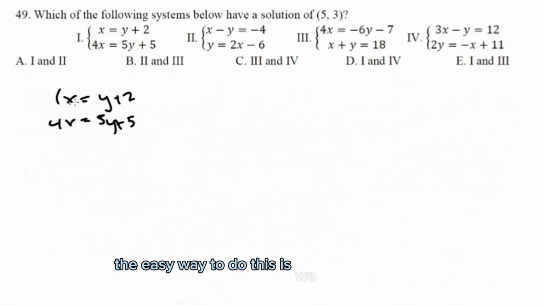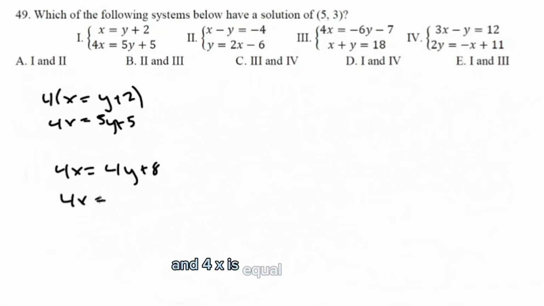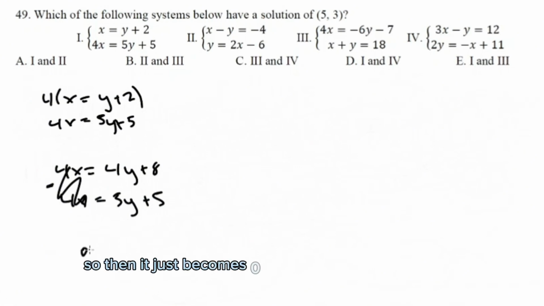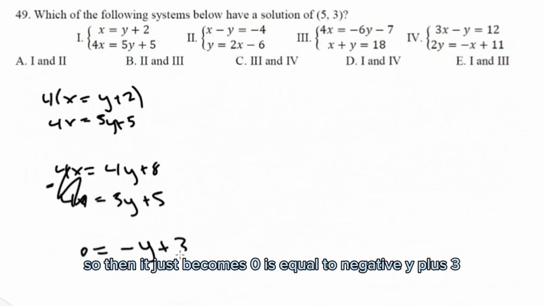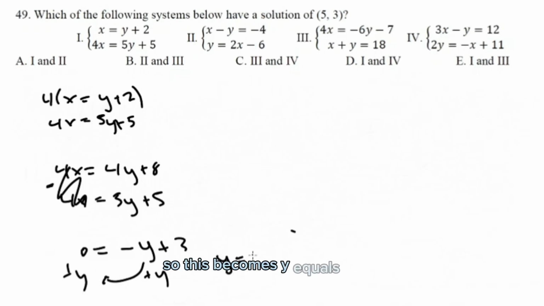The easy way to do this is we multiply the top equation by 4 to make the x variables equal to each other. So this becomes 4x is equal to 4y plus 8, and 4x is equal to 5y plus 5. Now we can subtract this equation from this one. So these two cancel out. So then it just becomes 0 is equal to negative y plus 3. Now we can bring the y over to this side by adding it to both sides of the equation. So this becomes y equals 3.